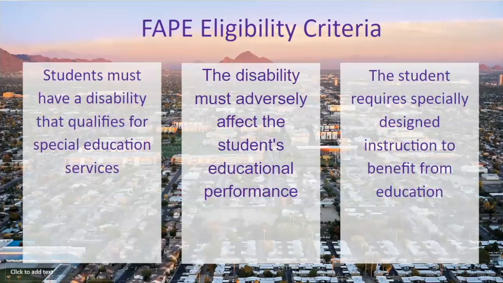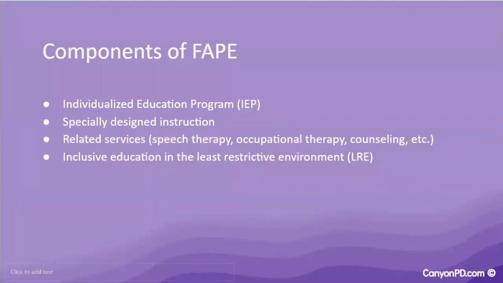These are the components of the free and appropriate public education. It will provide them with an IEP, which is an individualized education program. It also provides them with specially designed instruction. FAPE also includes related services. If a student does require speech therapy, occupational therapy, counseling, and other supports, if the IEP team determines that they need those services, that is included in FAPE as well. It also provides inclusive education in the student's least restricted environment.